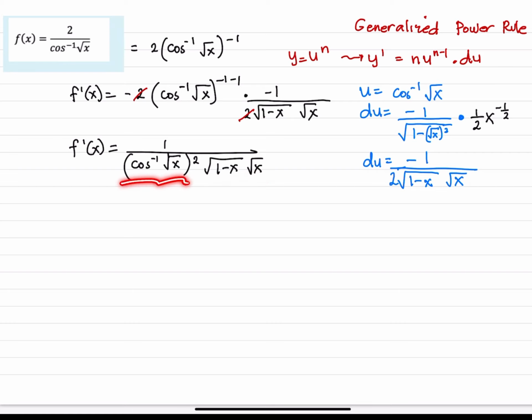It's okay because these are factors anyway, and by commutativity of multiplication, the order does not matter. Or you can express even your final answer as f prime of x equals 1 all over, you can multiply the 2, giving the square root of x minus x squared, and then we simply copy this arc cosine of the square root of x.